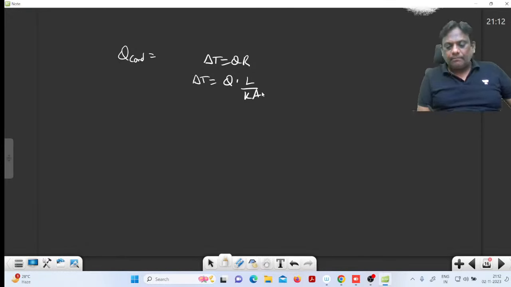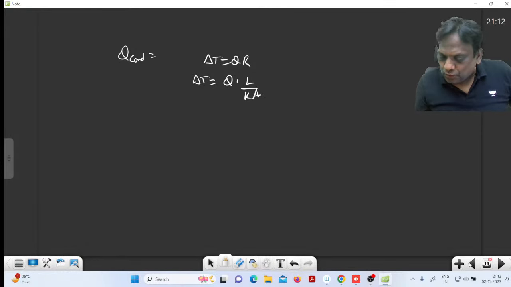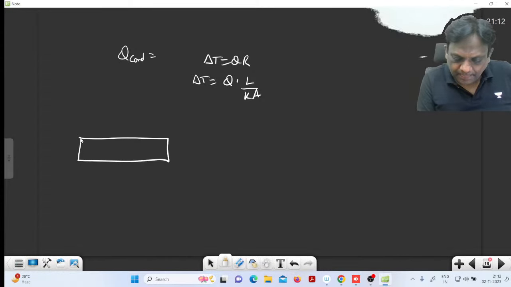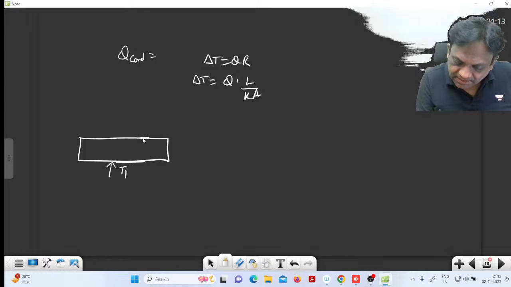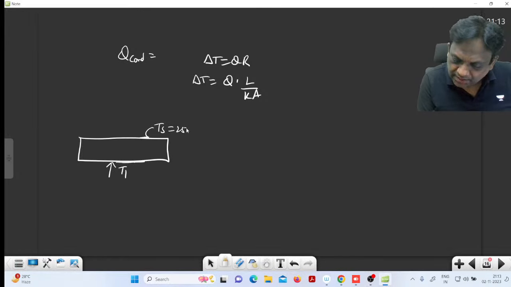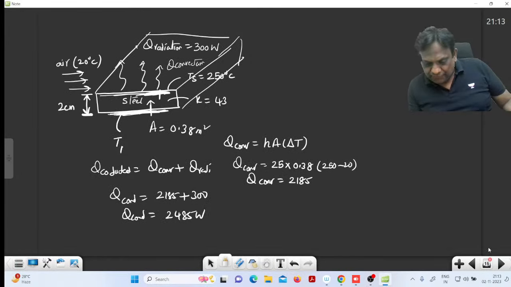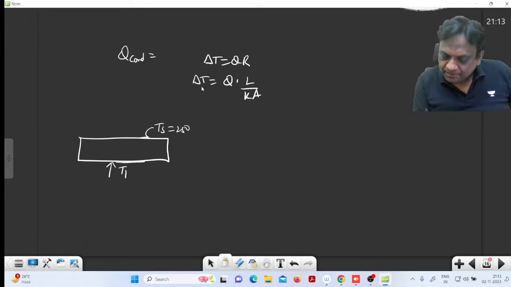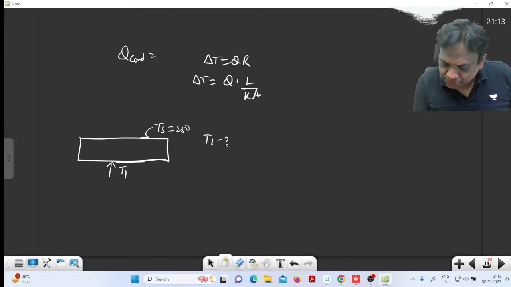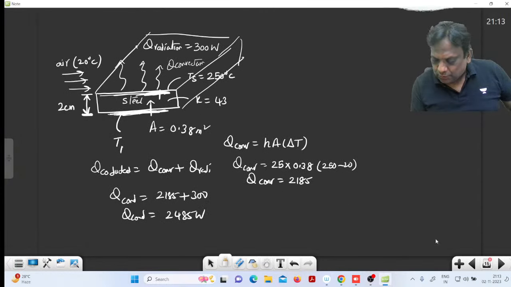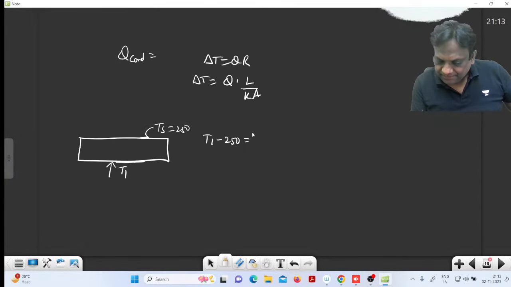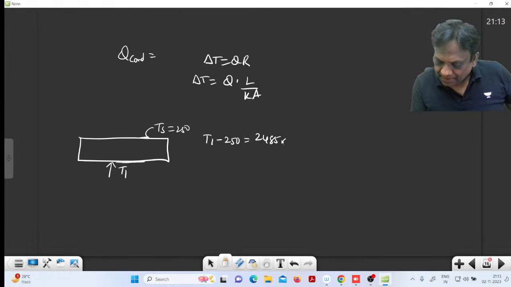Excellent, sirs. Now, what is delta T? You know very well. This is the plate. This is the lower inside temperature. This is the surface temperature, which is 250 if I am not wrong. Yes. And delta T is T1 minus 250, equal to Q, which is already known. Already we have calculated Q, that is 2485, and L.